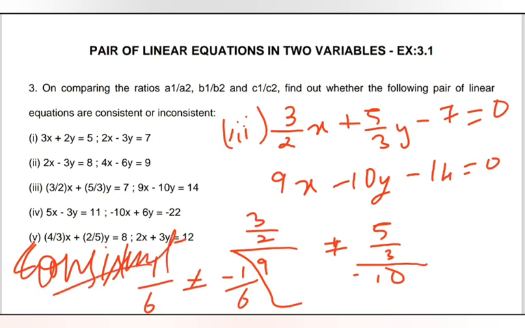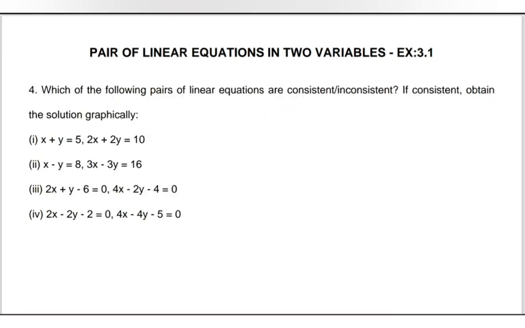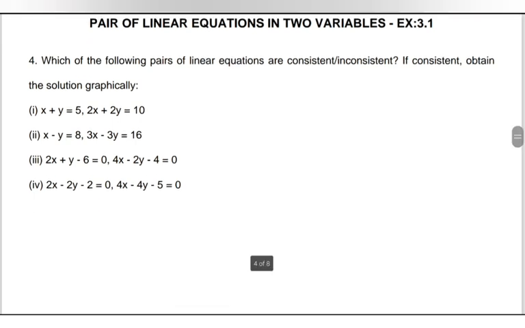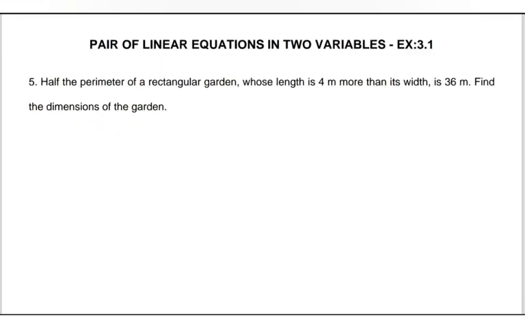Okay. So the fourth and fifth you can try as homework. Let's go to the fourth one. Actually the fourth one is also the same as the third one, so you can do it as homework. So let's go to the fifth one. The half perimeter of a rectangular garden, whose length is 4 more than its width, is 36 meters. Find the dimensions of the garden.